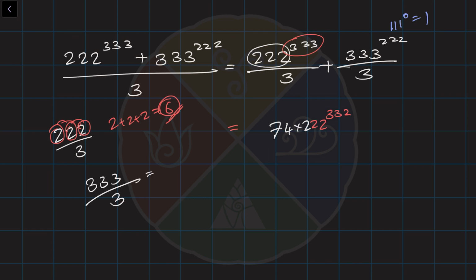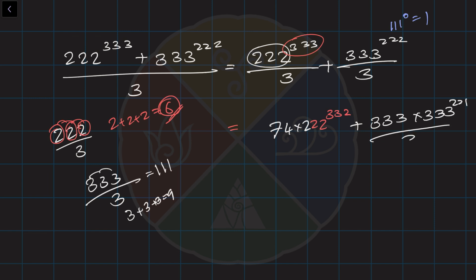Similarly, here also 333 by itself is divisible by 3. You don't even have to add; if you add, 3 plus 3 plus 3 is going to be 9, and that's it. Anyway, here you do the same process: 333 into 333 raised to 221 divided by 3. If you divide this part, you are going to get 111.